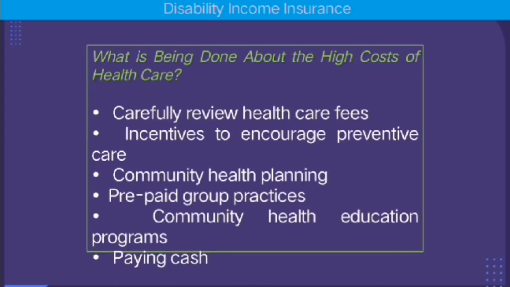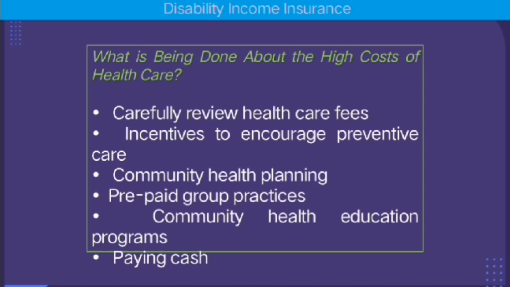So moving on, what is being done about the high cost of healthcare? So first is carefully reviewing healthcare fees. Make sure medical services are fairly priced to avoid overcharging. Next is incentives to encourage preventive care. Offer rewards for staying healthy, like getting regular checkups to prevent expensive treatments later.